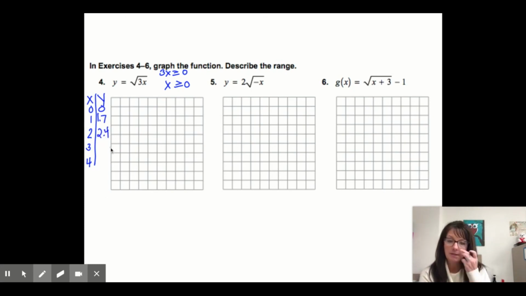Make sure that you're getting some of these to work out too. So if our input value is 3, 3 times 3 is 9. Square root of 9 is 3. That's a perfect square. Square root of 12, because we have 4 times 3, is about 3.5. And then we'll make our axis here.